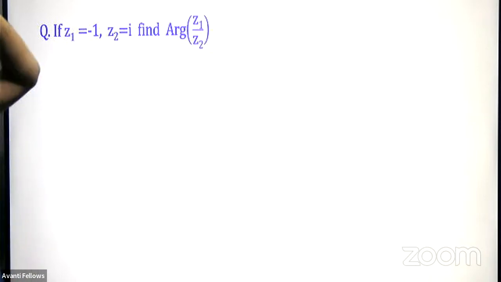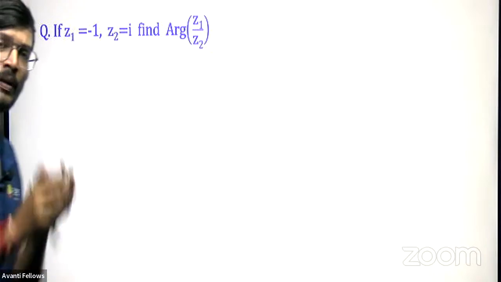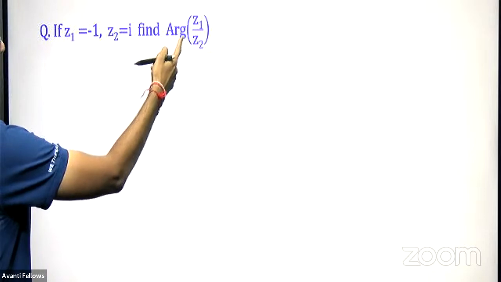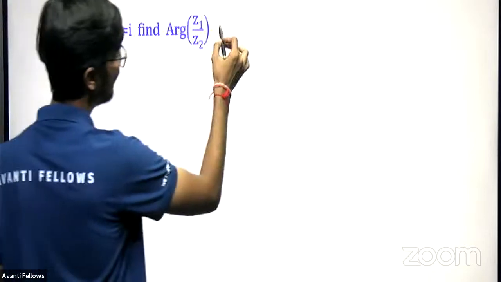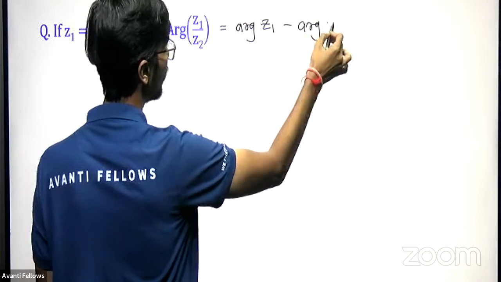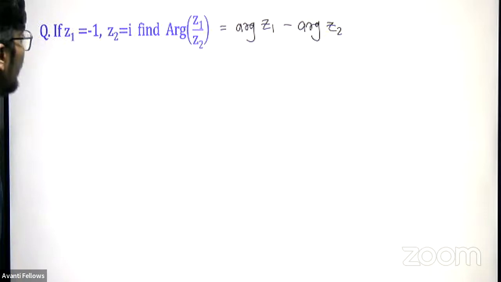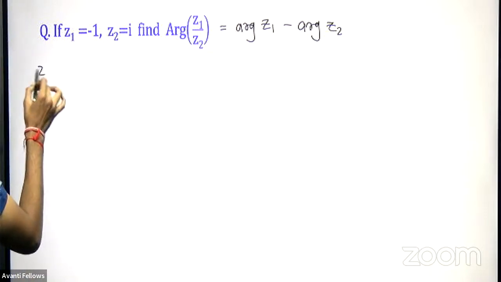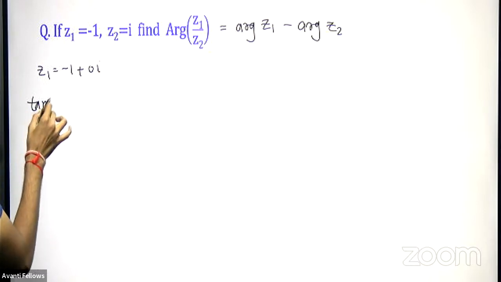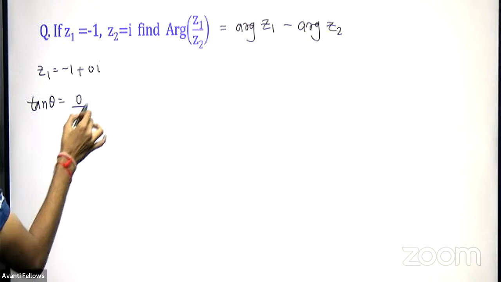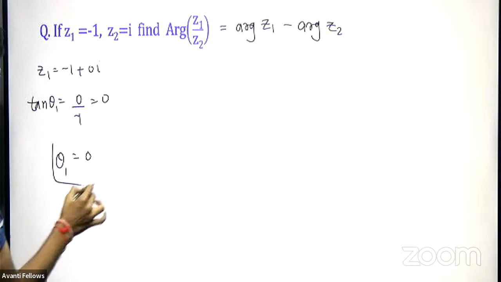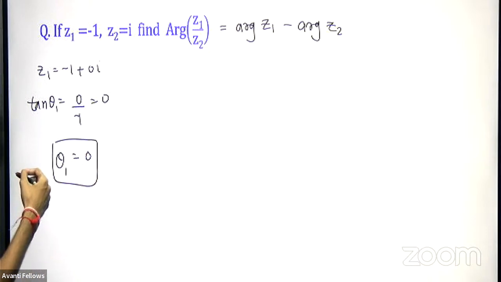I hope you know the properties of argument. The properties of argument are the same as compared to log. So that means argument of z1 upon z2, I can easily write it as argument of z1 minus argument of z2. Now what is z1? I can write z1 as minus 1 plus 0i. So what will be tan theta? It will be 0 upon minus 1, which is 0. That means theta 1 will be equal to 0, which is argument of z1.